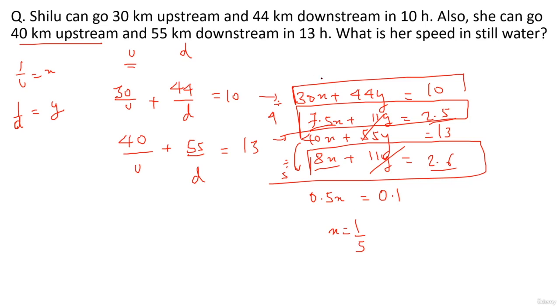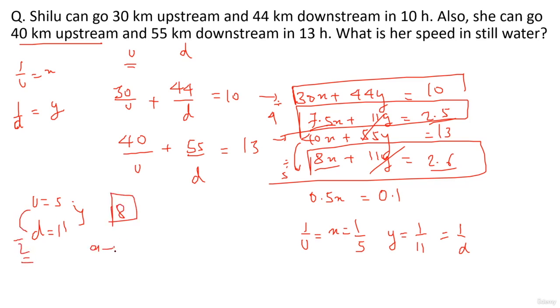So 30 into 1 by 5 is 6 plus 44y is 10. So 44y is 4, y is equal to 1 by 11. But we substituted the upstream speed as 1 by u. The reciprocal of upstream speed, 1 by u, is 1 by 5, right? And for the downstream speed d, the reciprocal we assumed is y. So 1 by d is 1 by 11. That gives you upstream speed is 5 and downstream speed is 11. You want the speed in still water, add them and divide, you get 8. u plus d upon 2 is the formula, right? Or you can write a minus r is 5 and a plus r is 11. You can just add these two equations, the value of a will come, which is 8.